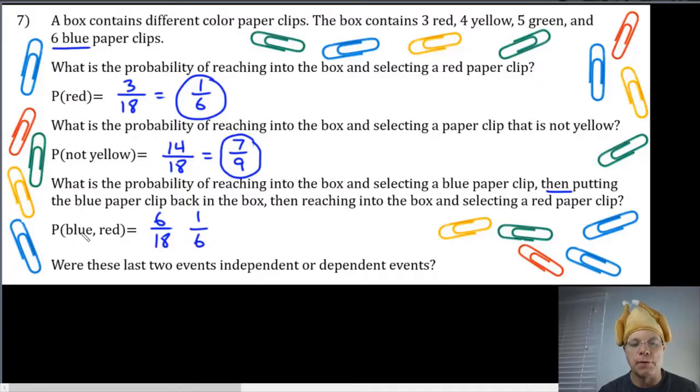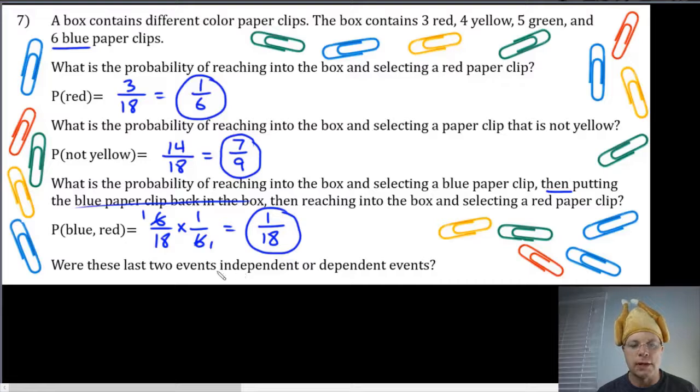And the probability of those things happening one after the other is equal to the product of these two probabilities. The probability of choosing red was not influenced in any way by the fact that I chose blue, because I put the blue paperclip back in the box before reaching in to try to select the red. So we could multiply, but I see there's a common factor of 6 here with these two 6s. So these can both become 1s, and we get a product of 1/18. That's the probability of selecting blue then red with replacement.